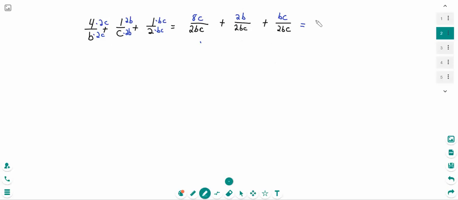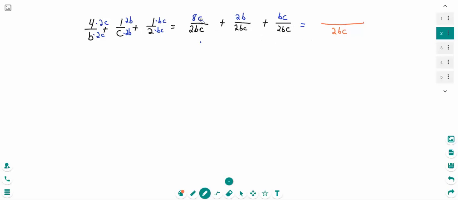All right. At this point, we want to recognize that we have 3 common denominators, so we can now add them. So all of these are going to be over 2bc. The denominator doesn't change. Remember, we're looking for the same denominator across the board. In the numerator, that's where we add.